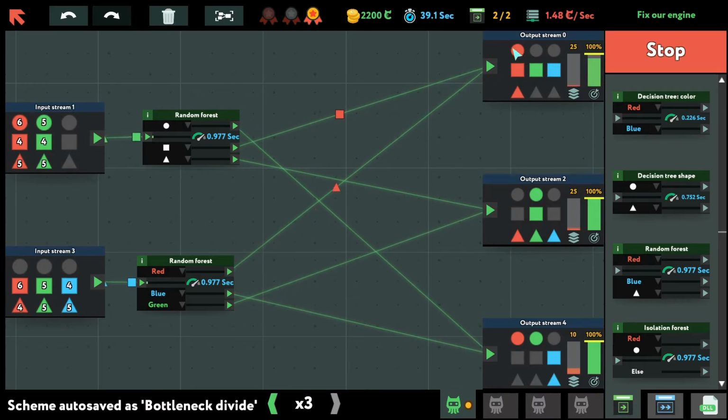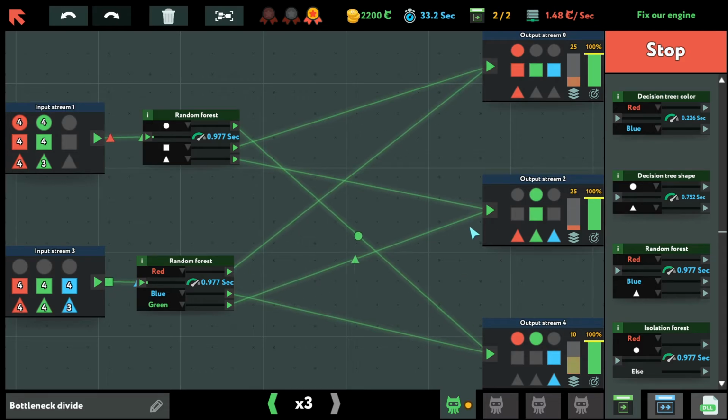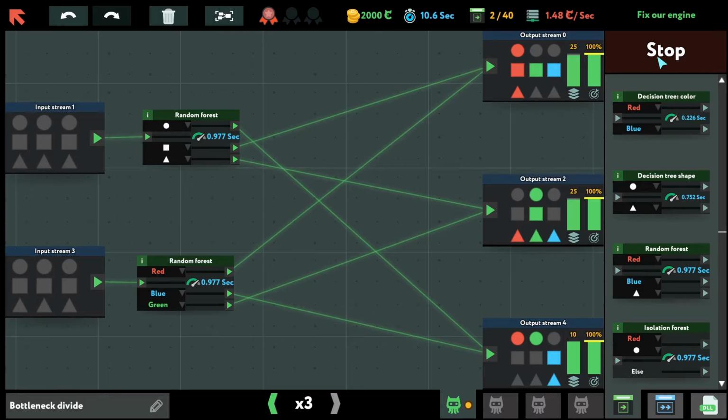And each output stream is getting one output from each of the random forests. So that, we're missing items.